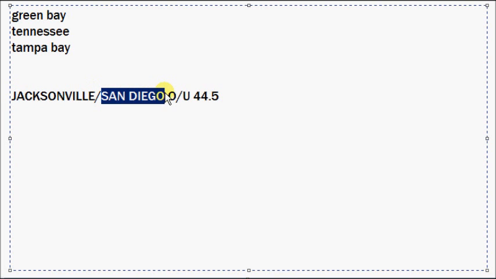San Diego does know how to move the ball with Phillip Rivers, the veteran quarterback, a very solid, accurate, precision passer. San Diego's going to score points.